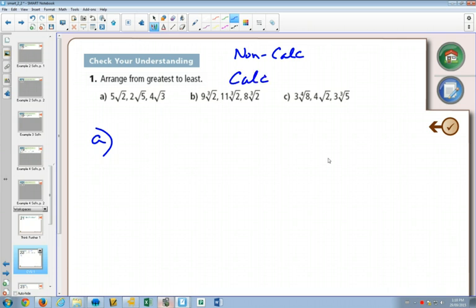And the other way, of course, is if you have your calculator. Well, if you have your calculator, you type them into your calculator, and you can tell from the decimals which one's bigger and which one's smaller. So more importantly right now is how do we do things non-calculator? And the key to that is writing them as entire radicals.